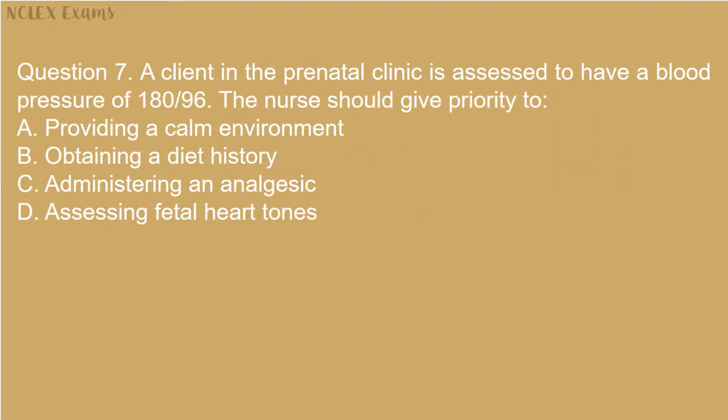Question 7. A client in the prenatal clinic is assessed to have a blood pressure of 180/96. The nurse should give priority to: A. Providing a calm environment. B. Obtaining a diet history. C. Administering an analgesic. D. Assessing fetal heart tones.